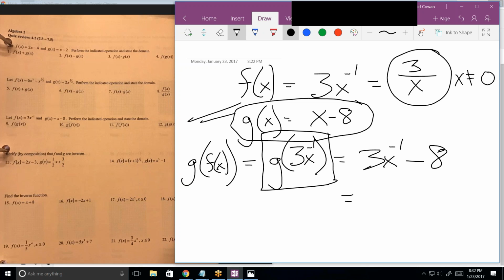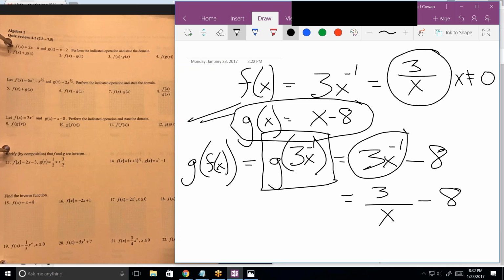Remember, the 3 does not go in the denominator. It is not having this minus 1 applied to it. If I don't have parentheses like that, then remember the exponent only applies to what's directly beneath it if there are no parentheses. So the 3 stays in the numerator. What goes to the denominator? So it'd be 3 over x, minus 8. This thing right here is what I just wrote, minus 8. Oh, okay. See?